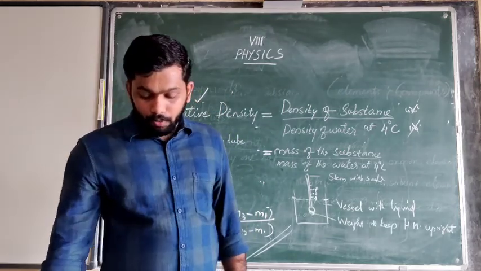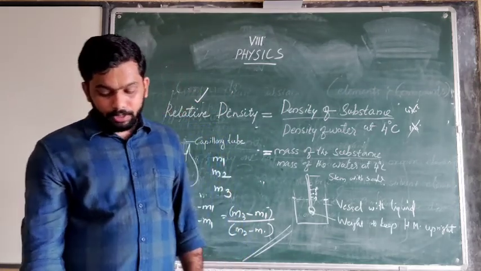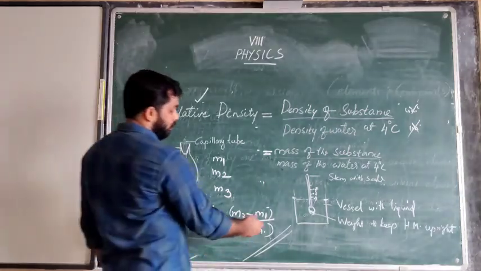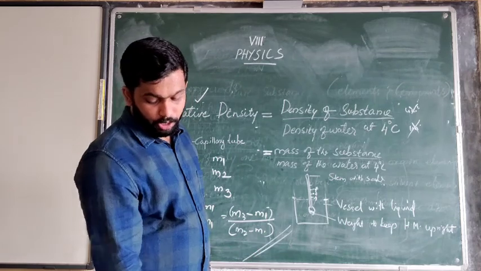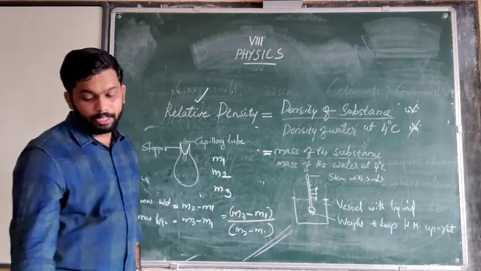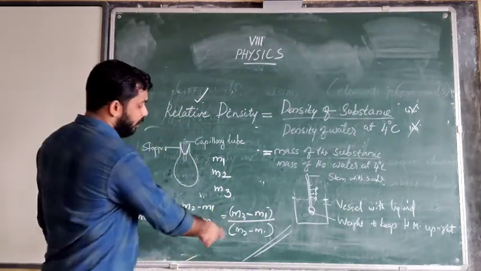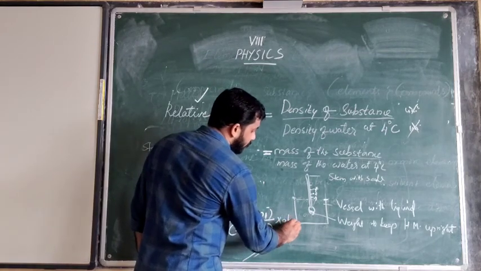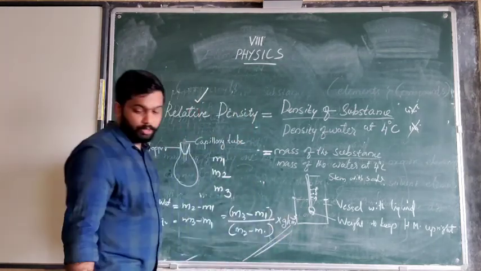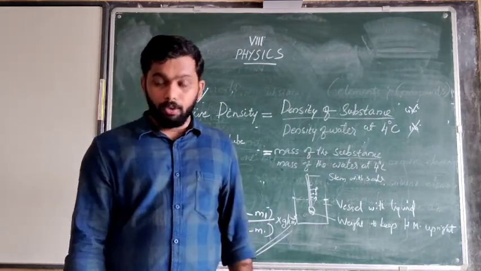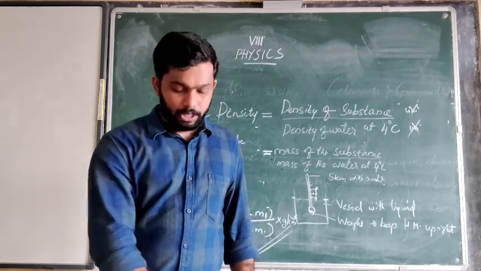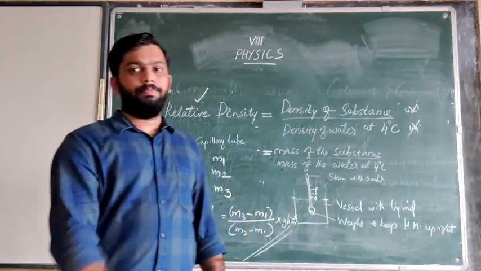And if you want to find out the density of the liquid, you have to multiply this by the SI unit. But how are you going to find out the density of the liquid? M3 minus M1 divided by M2 minus M1 is the relative density, multiplied by gram per centimeter cube, and you can find out the density. This is the usage of the relative density bottle.